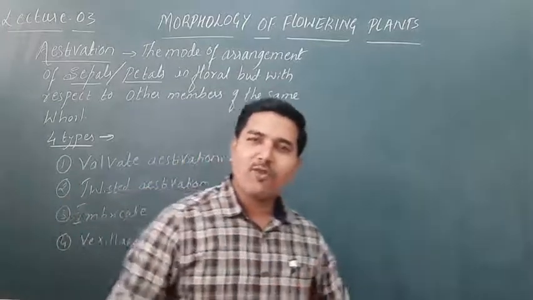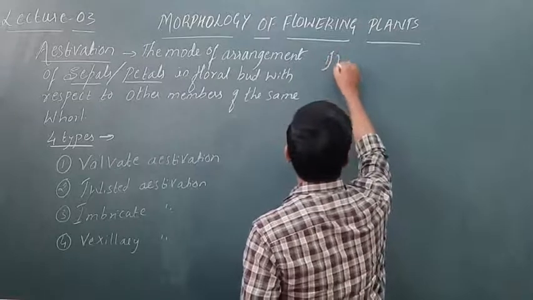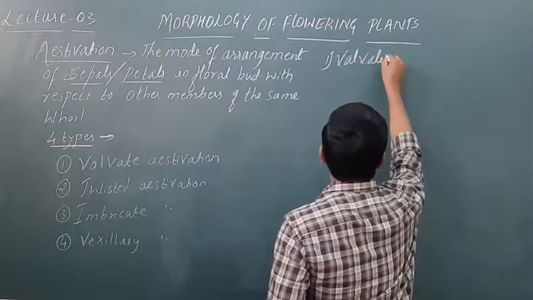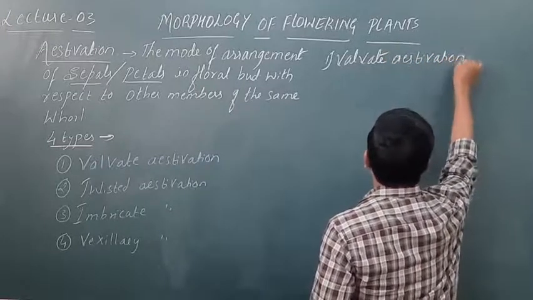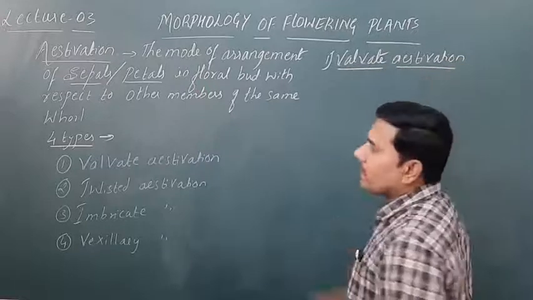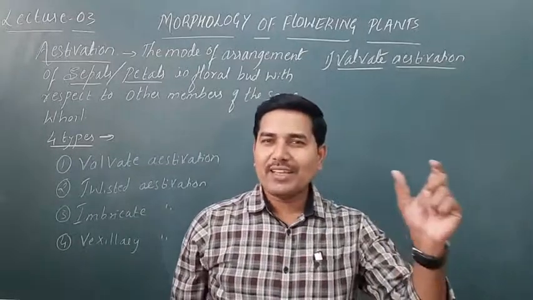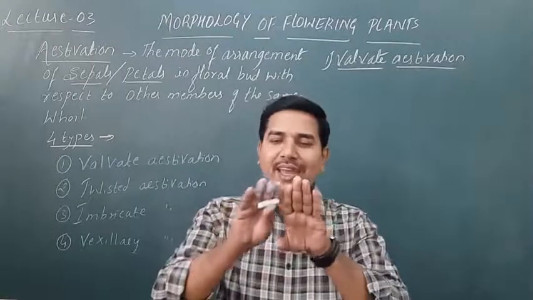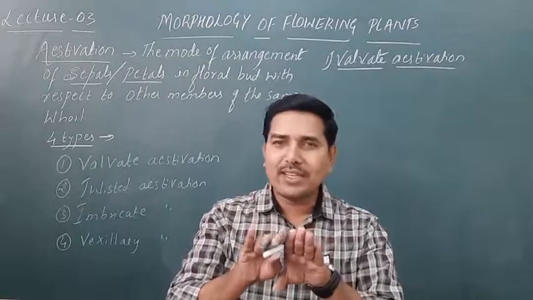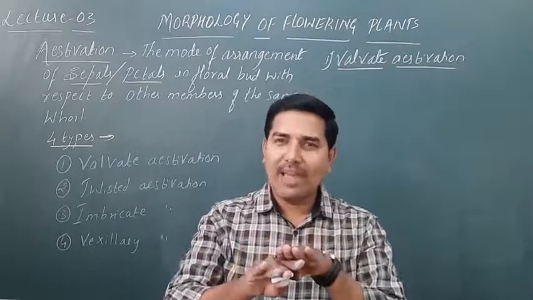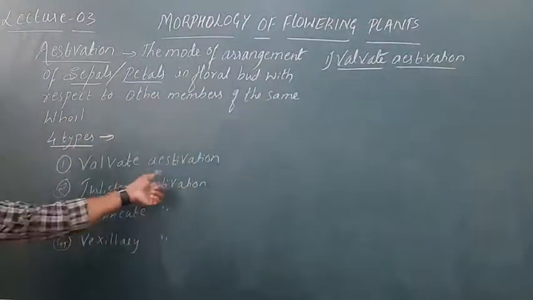Let us see them one by one. The first one is valvate aestivation. What is the meaning of valvate aestivation? Valvate aestivation is the arrangement of sepals or petals end to end, where the floral appendages touch each other but do not overlap. This is what is called valvate aestivation.